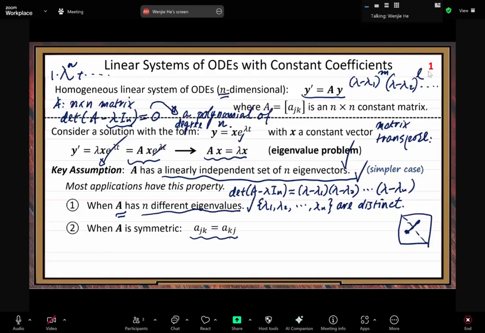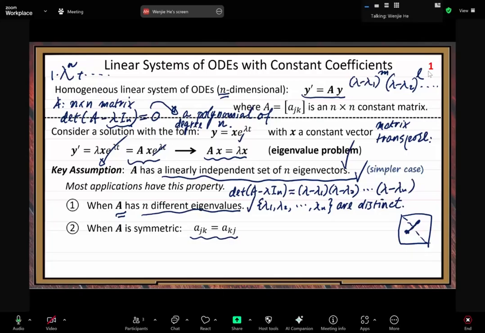A sub jk means the jth row, kth column entry. The jth row, kth column entry has the same value as the entry in the kth row, jth column. These two are symmetric about the diagonal. So if a matrix has this property everywhere, then we say it's a symmetric matrix.